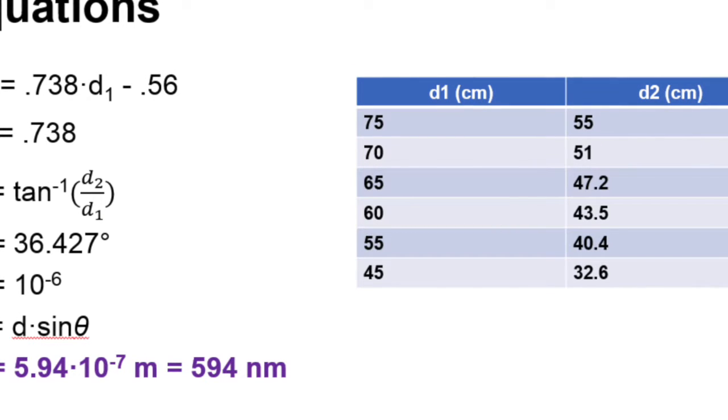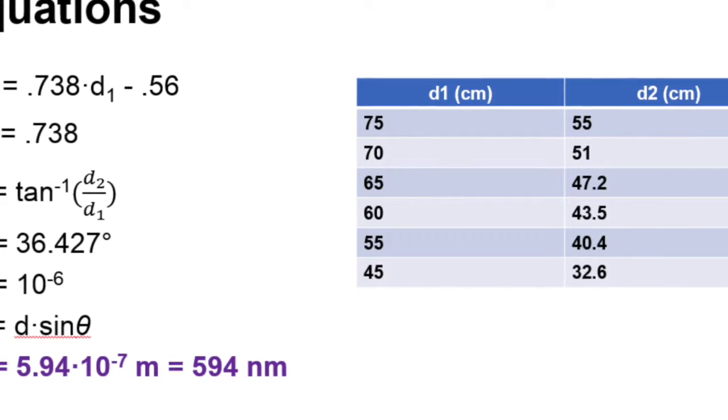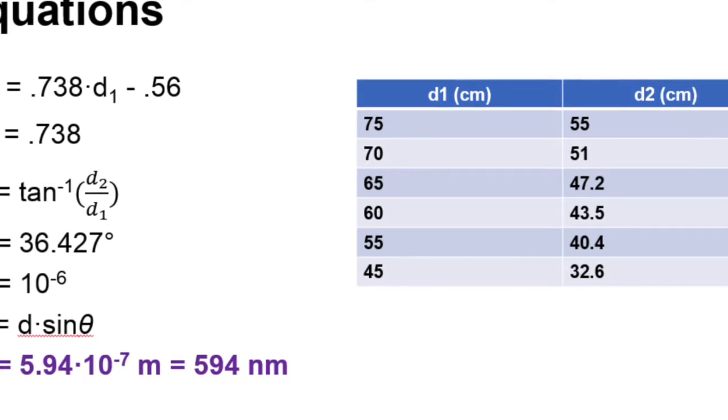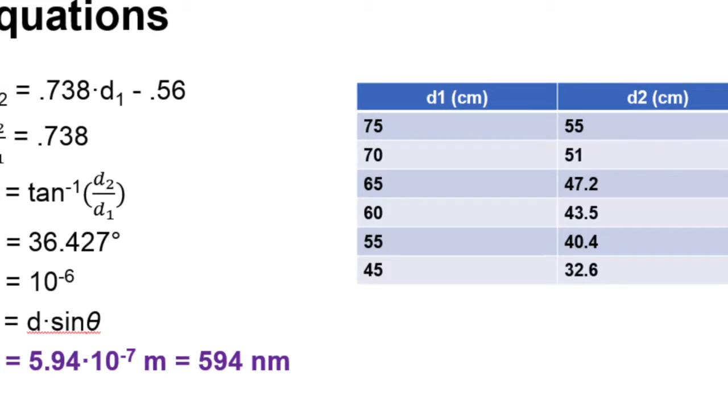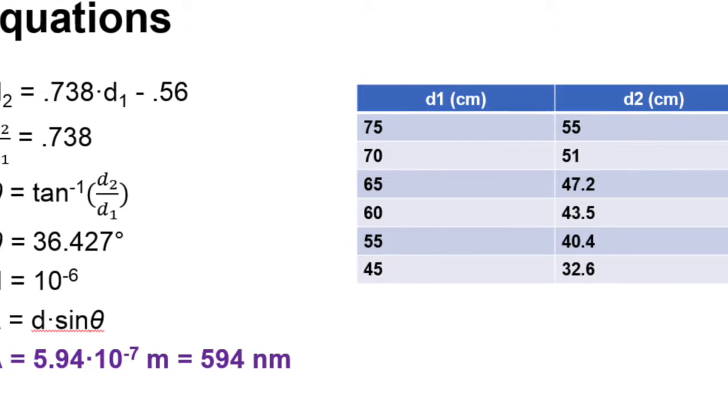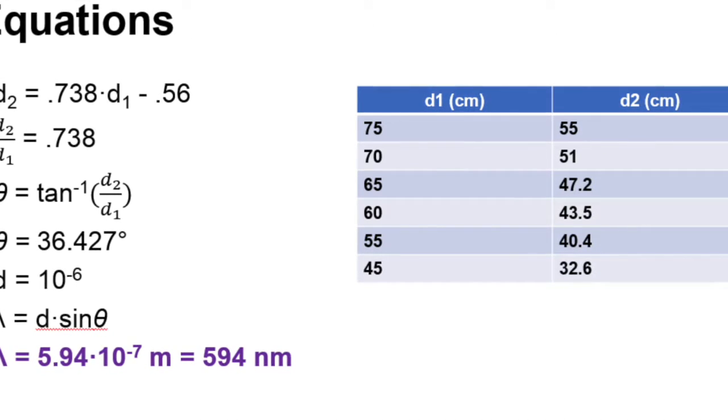Knowing this, we can now use the distance between the diffraction grating and the first beam, which is in line with the laser, that we will call D1, and the distance between the first and second light beams, which we will call D2, to approximate the angle between the two of them.